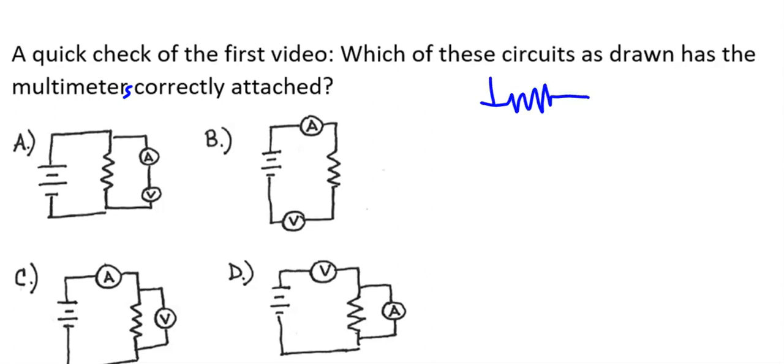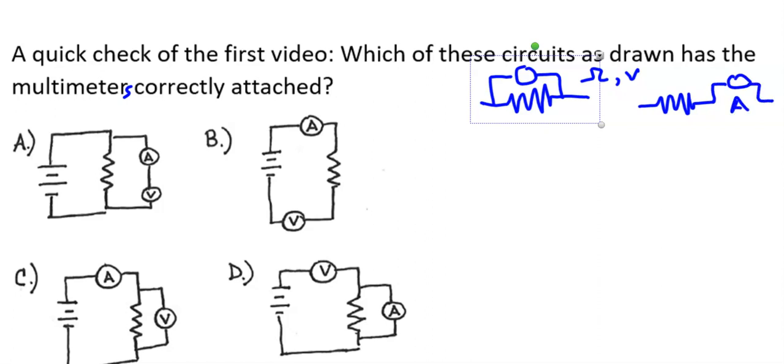anything that looks like this, that can be our ohms and our volts, and anything that's wired separately after the fact in series needs to be our amps. Okay, so since we only have volts and amps here, we weren't interested in ohms in this particular problem. This guy's got amps drawn in parallel, so that's not it. This guy has both amps and volts drawn in series, and volts can't be in series. Volts need to be in parallel, so that's not it.